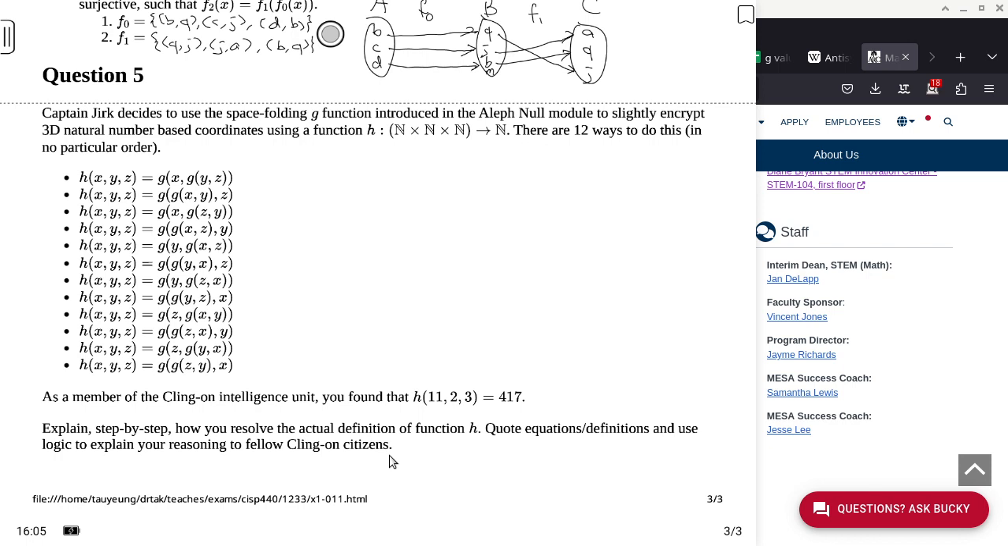Okay, so how would you do this? The G function mentioned here is the G function that we talked about in the Aleph Null module. So I would put that definition as a part of the answer first, okay? But you already know the final result is 417. In other words, you are given the natural number already. And you're trying to go backwards to find out how do we break 417 back into 11, 2, and 3. So what do you think is important here? It's the Aleph Null module. What do we talk about in the Aleph Null module?